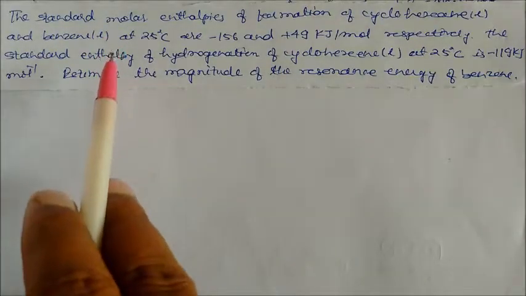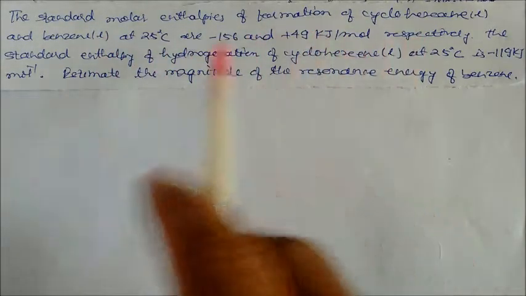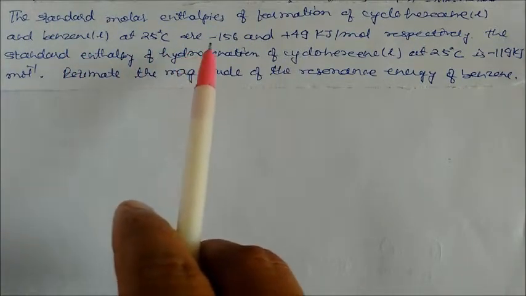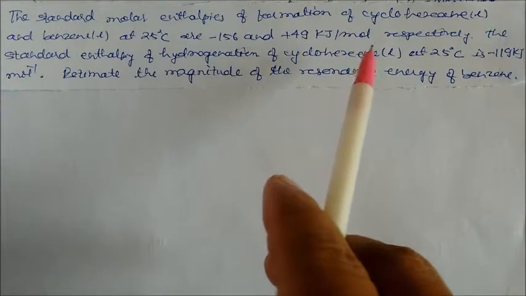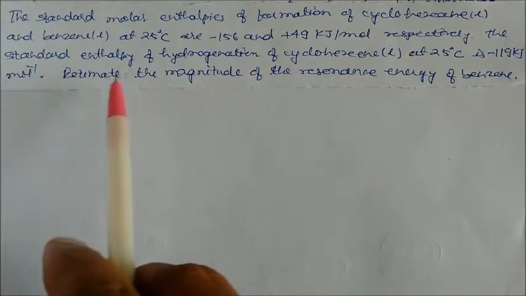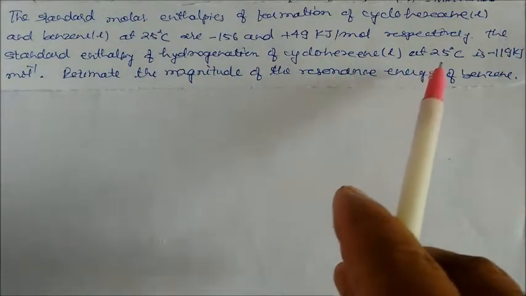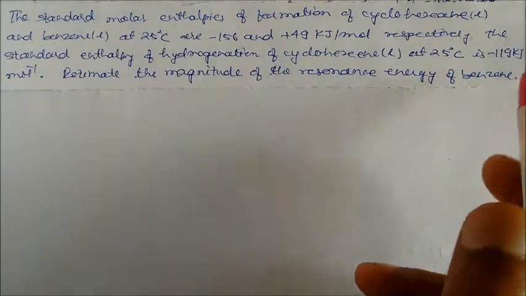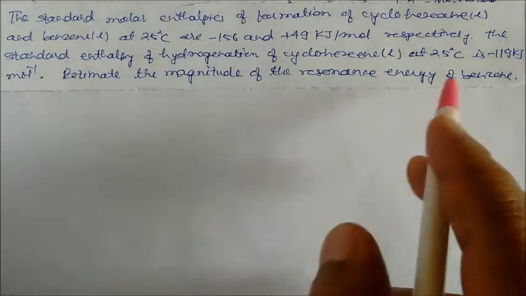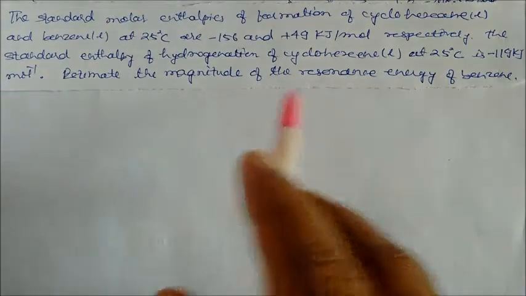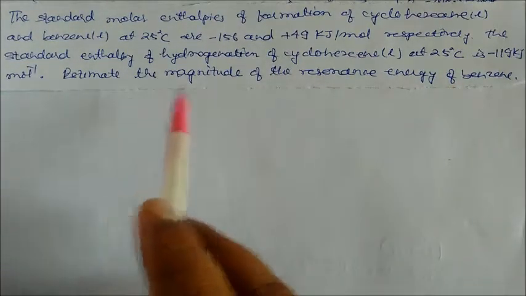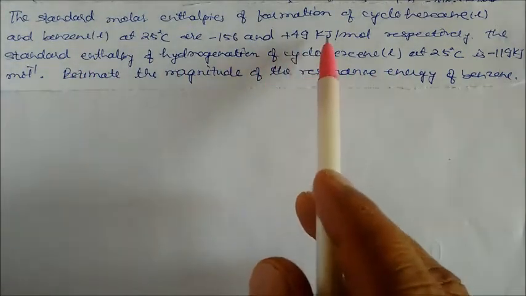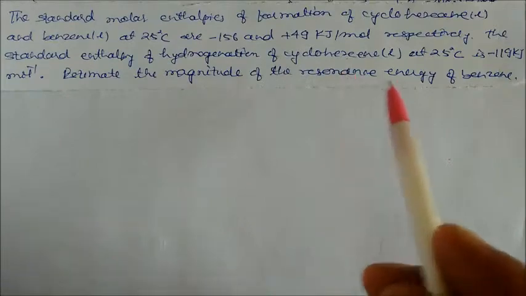The molar enthalpy of formation of cyclohexane and benzene at 25 degrees is minus 156 and 49 kilojoule respectively. The standard enthalpy of hydrogenation of cyclohexene at 25 degrees centigrade is minus 109 kilojoule per mole. So cyclohexene is given here. Estimate the magnitude of resonance energy of benzene. So again, benzene experimental minus theoretical. For resonance energy, experimental is given here as 49 kilojoule per mole. So we have to find the theoretical.